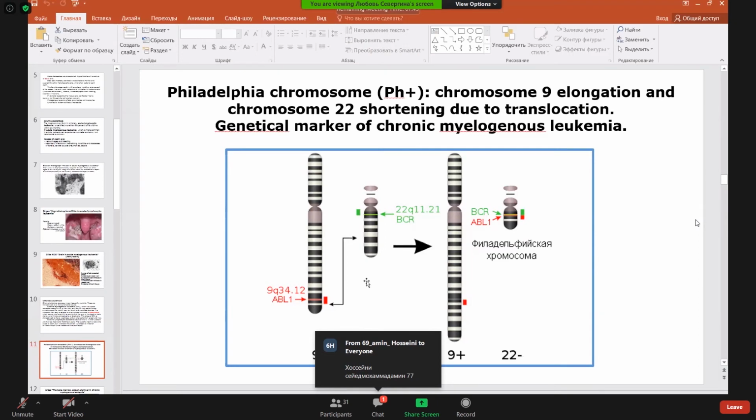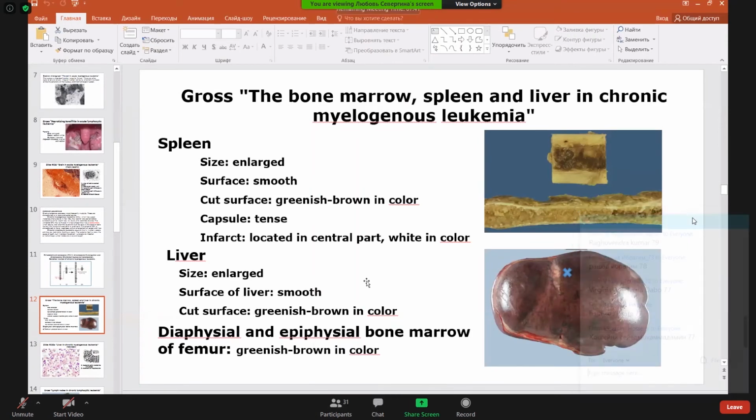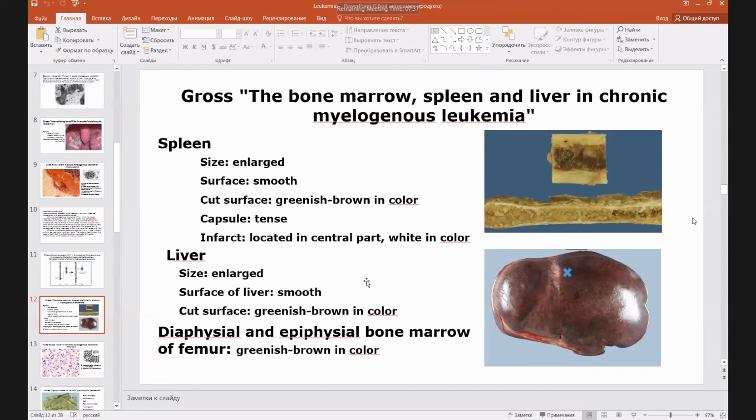And now we will focus on the appearance of the organs and bone marrow in chronic myelogenous leukemia. In your workbook, you can see the description of the spleen, liver, and of the diaphyseal and epiphyseal bone marrow.